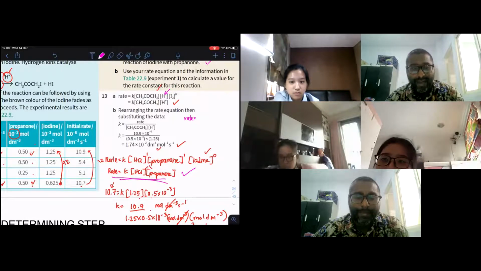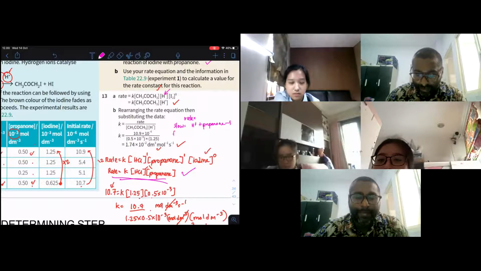If they ask you to come up with a mechanism for this reaction, the slow step must have H plus and propanol to give you something. And then the fast step, because the H plus is a catalyst, must have H plus as a product so that you can cancel the H plus. I hope you understand this.